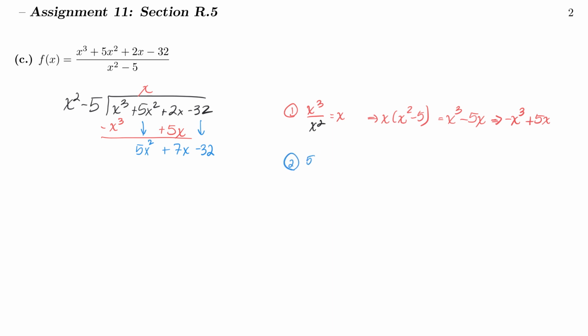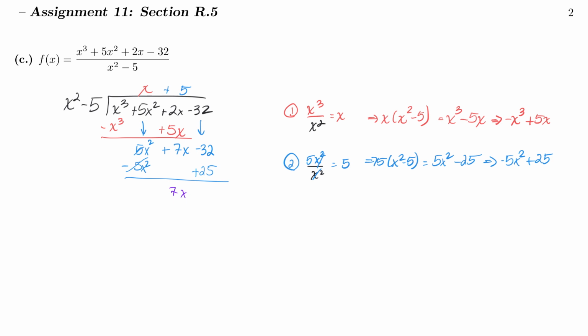So this one we have 5x squared, and we're going to divide that one by x squared to see what we can multiply it by, which those x squareds will cancel out. We just get 5. So now we just get plus 5. Well, 5 times x squared minus 5 is 5x squared minus 25. And if we multiply that by a negative, so we can add instead of subtract, we get negative 5x squared plus 25. So do our negative 5x squared, no x this time, and then plus 25. And we are left with 7x, and negative 32 plus 25 gets us a negative 7. And there's no whole term that we can multiply x squared by to get 7x. So at this point, this 7x minus 7 is our remainder.